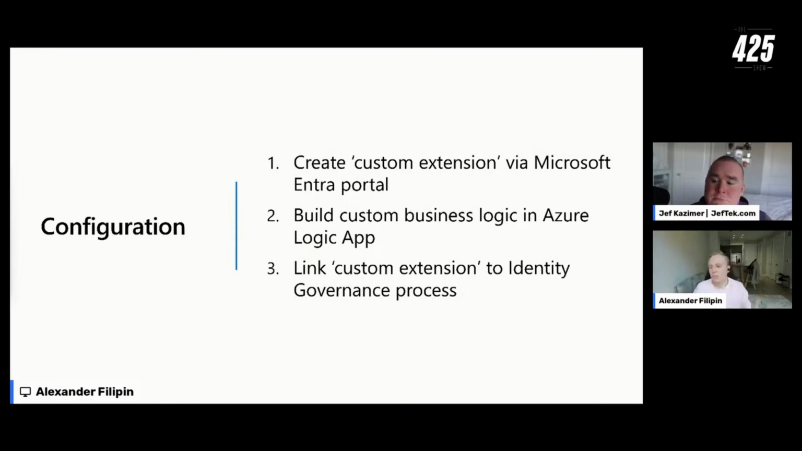Basically, the custom extension just holds information about that external system that we're integrating with, in this case, Azure Logic app. And then as a third step, we want to embed it in that identity governance process that is happening in lifecycle workflows, in entitlement management, and we need to map it to the given access package, to the given access package policy, or the given lifecycle workflow, and embed it as a task in a given lifecycle workflow.